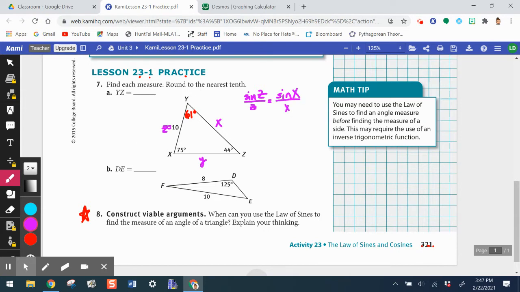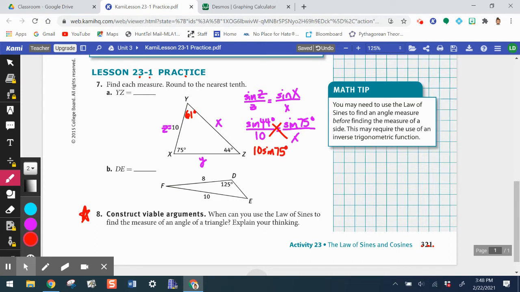So now let's replace our variables with known values. The sine of angle z is 44 degrees. Lowercase z, that opposite side of vertex z, is 10, equal to the sine of x, which is the sine of 75 degrees. That's angle x. And its opposite side that we're looking for, which we established is x. So now we're going to do cross multiplication. I will multiply 10 times the sine of 75.